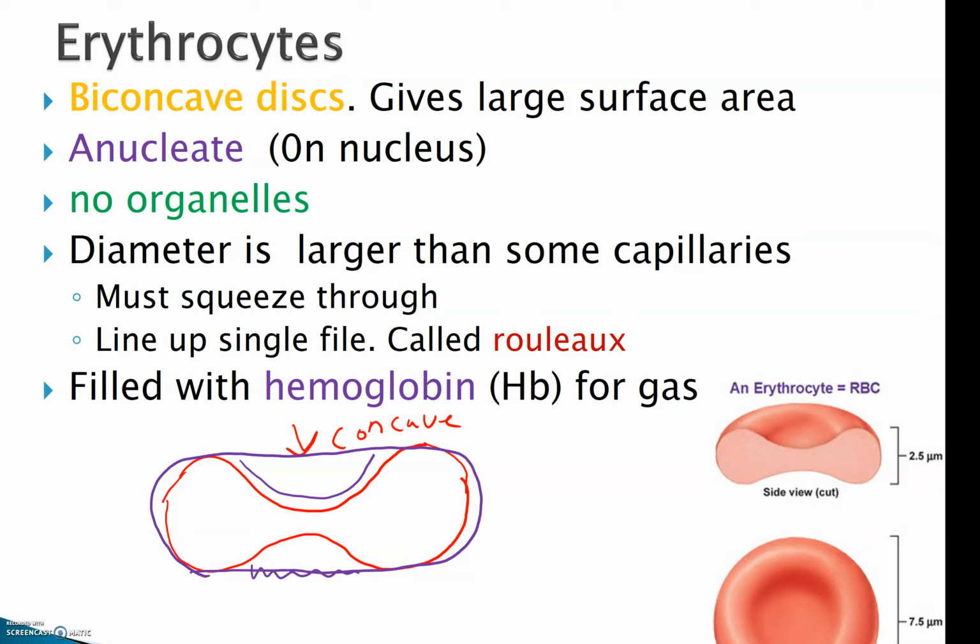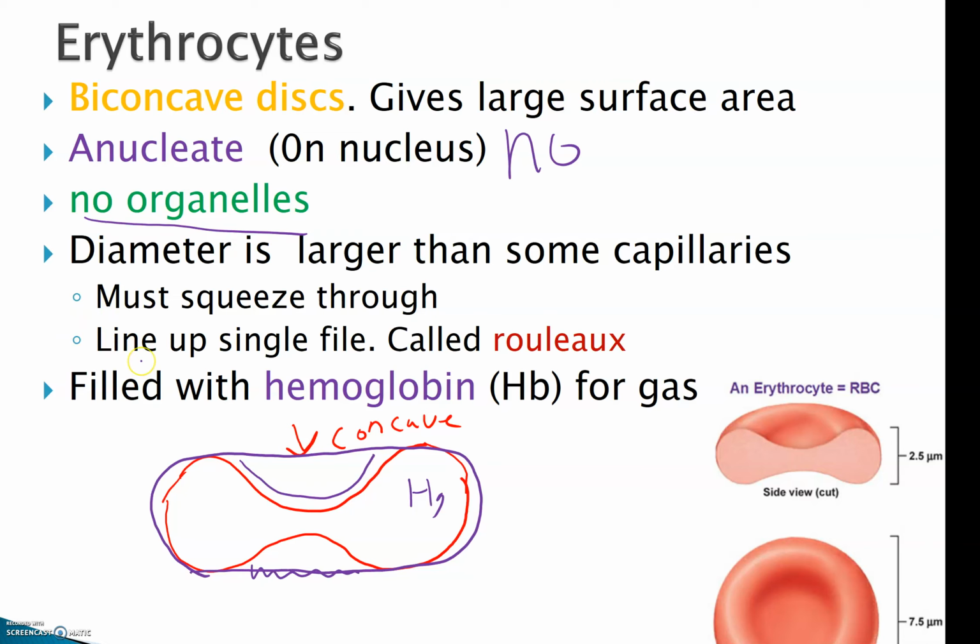It is anucleate. It has no nucleus. So it's just hemoglobin. There's no organelles either. So we just have hemoglobin. Red blood cells are a sac of hemoglobin. Now, they're very small. It is the smallest of the cells of your body. There is some debate that sperm are smaller, neither of which is a complete cell, by the way.